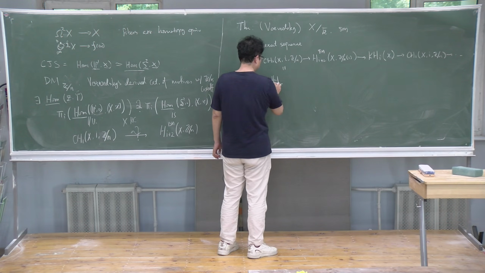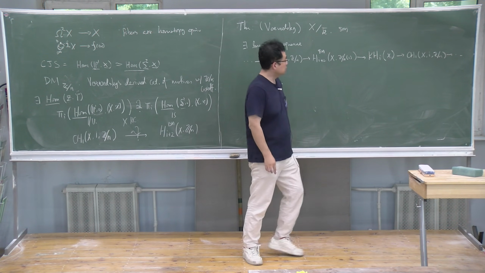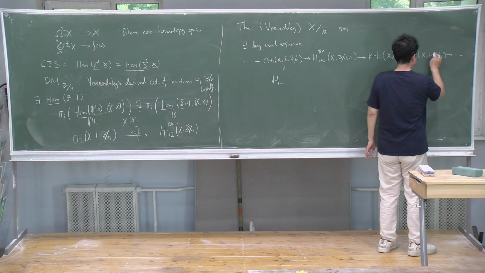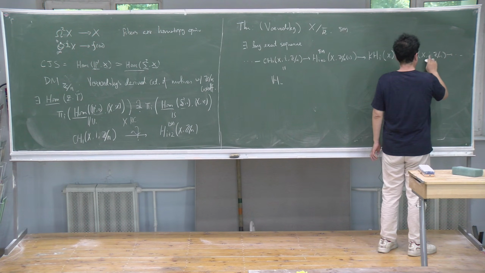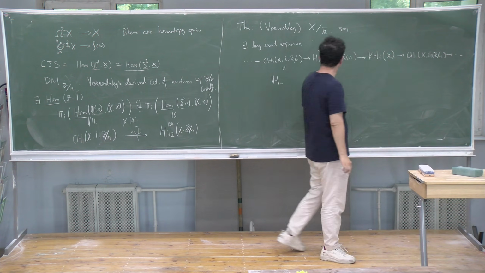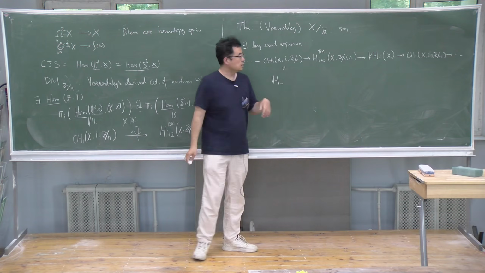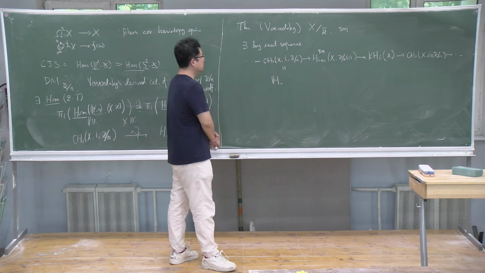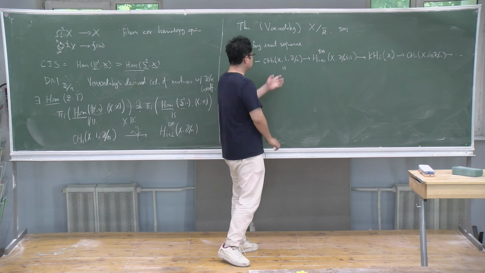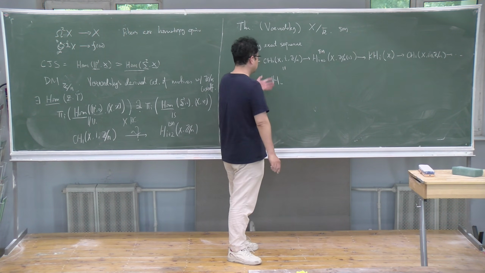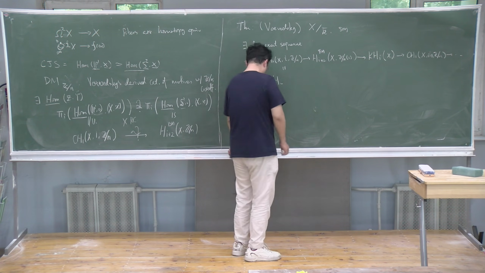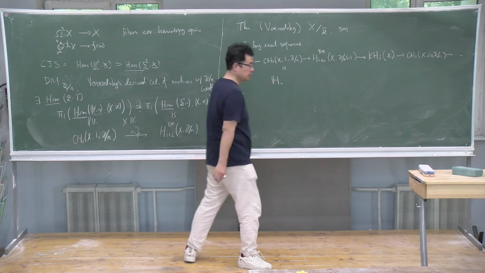So what is on the right? This one? Okay, I'm sorry. Is it I minus 1? Okay. Yes, I minus 1. I mean, so this is the Zariski cohomology of this motivic complex. Okay. So Voevodsky proved that.